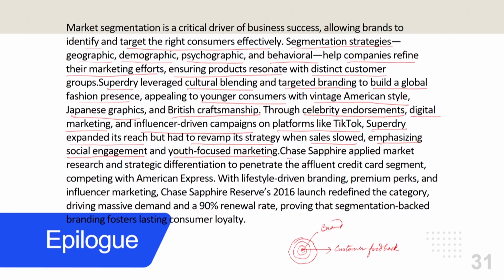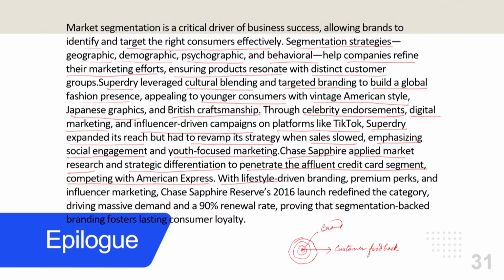On the other side, Chase Sapphire we've spoken of. They applied the market research which they had done and the strategic differentiation which they brought about, and they actually managed to penetrate the affluent credit card segment, taking the fight to big players like Amex also. There they started competing with these larger players. Their offering set was different, the reward points that we spoke of were different, and therefore it actually helped more and more people to align with them. So this is typically how it worked.